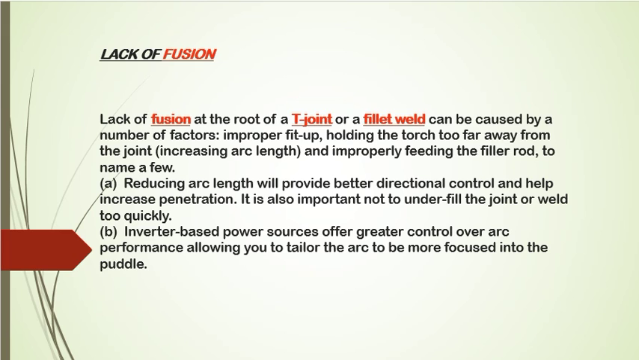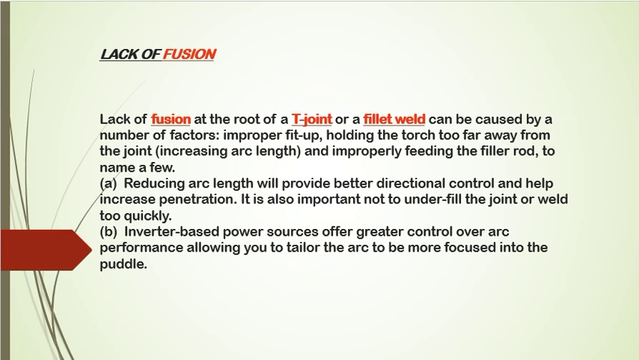Improper fit up, holding the torch too far away from the joint. If the torch is held too far away from the joint, the melting will not be done there. That's called lack of fusion. And improperly feeding the filler rod. If the feeding of the filler rod is not controlled, then you cannot melt that area. That's called lack of fusion.